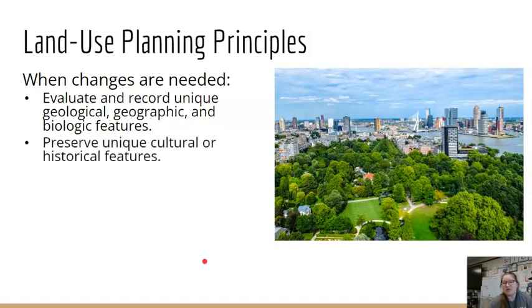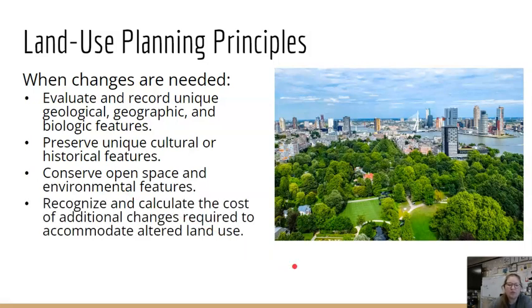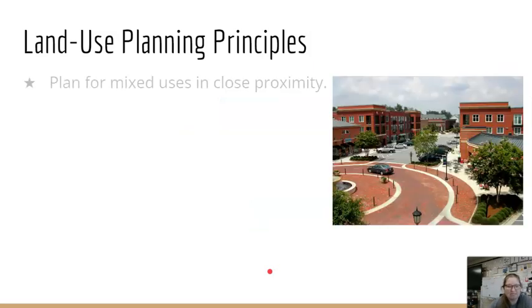We should preserve any unique cultural or historical features, and those could be structures already built by previous humans. Those could be natural features that were just naturally there, but those things should be preserved. We should try to conserve open space and environmental features. We should also recognize and calculate the cost of additional changes required to accommodate altered land use. So not just say, okay, this is space that we don't think we're currently using well, so let's just make all the changes. Planning out those changes, planning out how much it's going to cost, planning out how much is going to change is really important with proper land use planning.